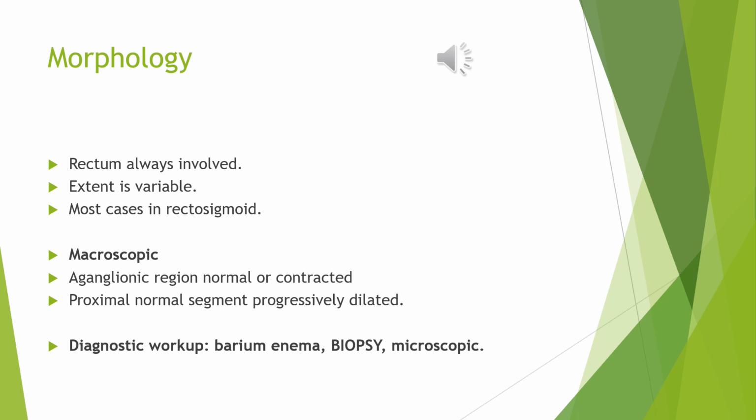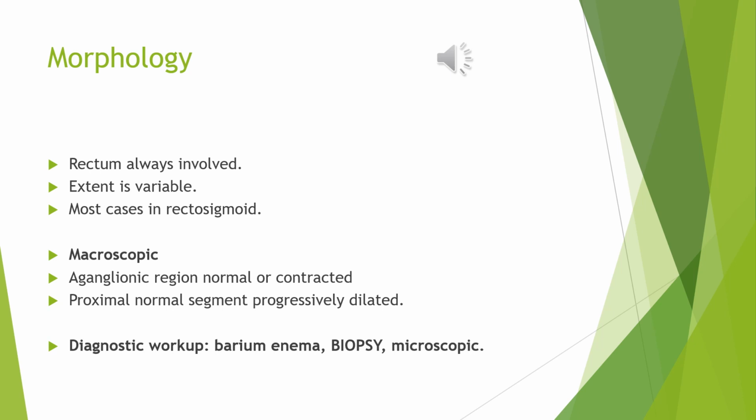In Hirschsprung disease, the rectum is always involved. However, the extent of the disease or the length of the involved segment of the bowel is variable and it differs from one patient to another. Most cases are in the rectosigmoid area. However, in very severe cases may involve the entire colon.